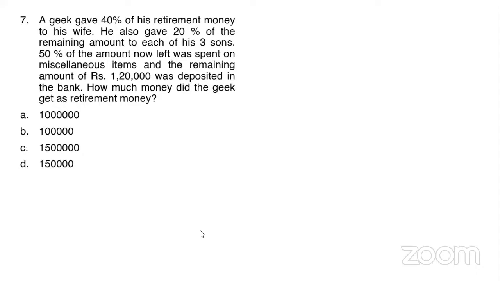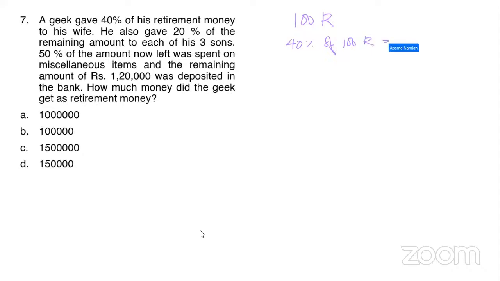So what you have to do here, the best thing to do here, is assume that the money this person got as retirement is, let's say, 100 R. Okay. So he gave 40% of his retirement money to his wife. So what will be 40% of this 100 R?